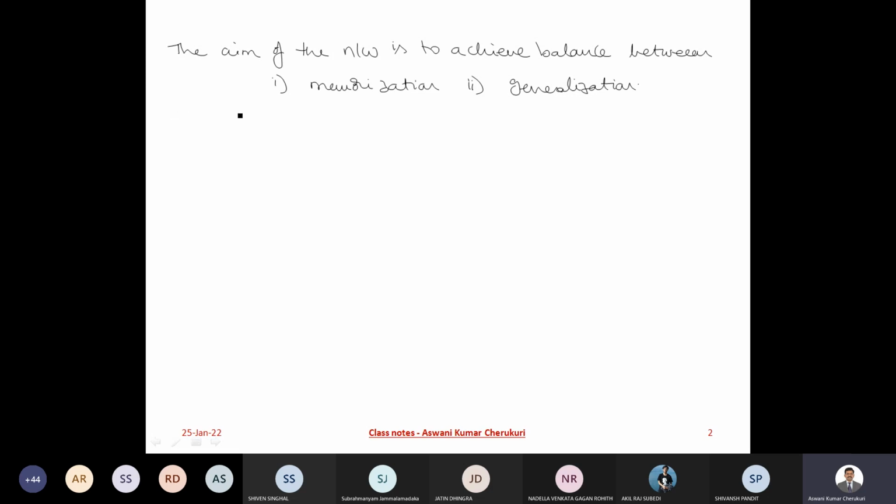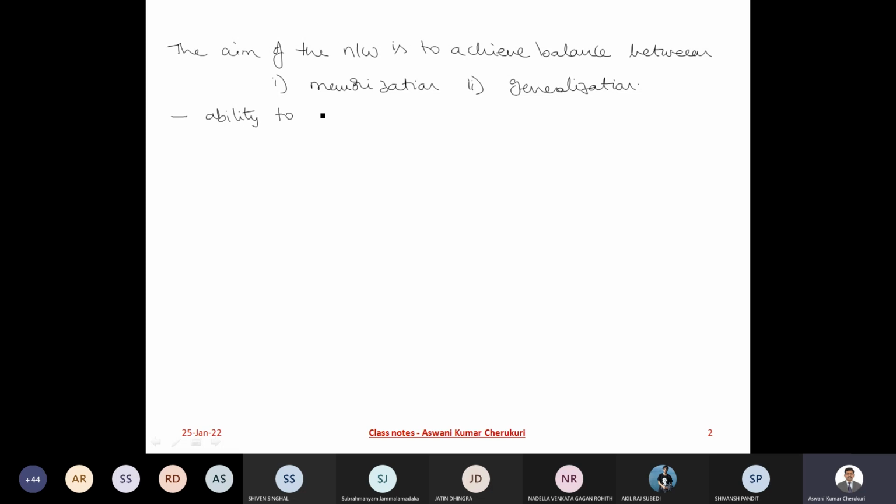When we say memorization, have we discussed these two things, memorization and generalization, earlier? No, sir. Okay, I thought we discussed. So memorization means the ability. See, what is meant by a memory? You learned about something, and when it is presented back to you again, you will recall it.